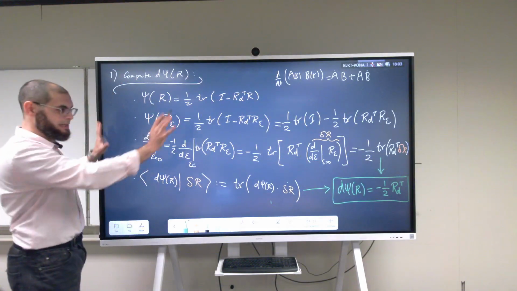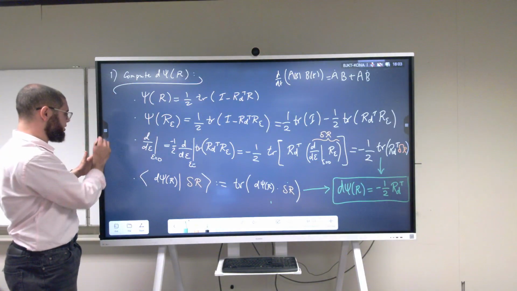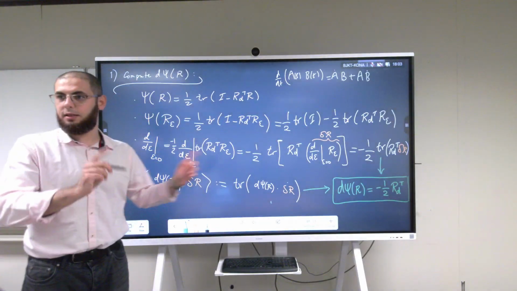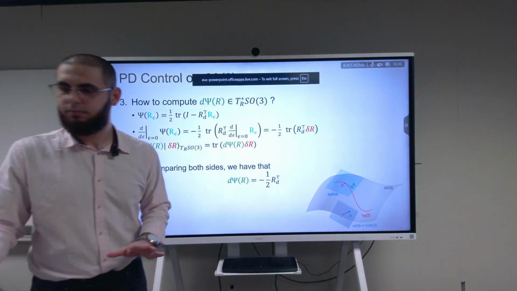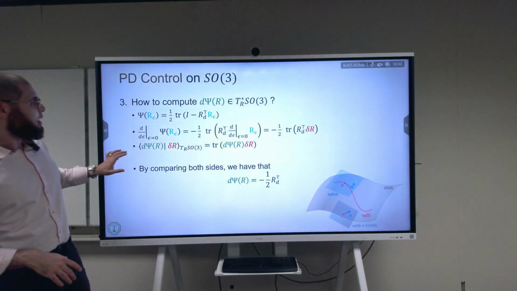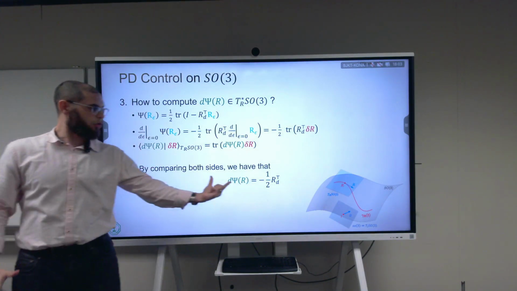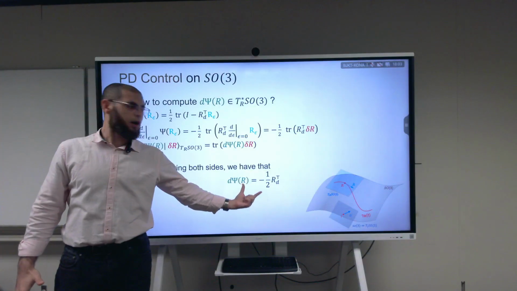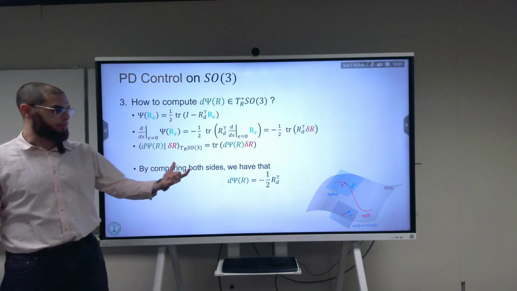So that's it for that side. Let's go back to the slides. We're going to go back and forth between the slides and the board today, okay? Because it's technically heavy today. So that's exactly what we did so far, and this is the conclusion we got: D psi of R is equal to half minus half R D transpose.